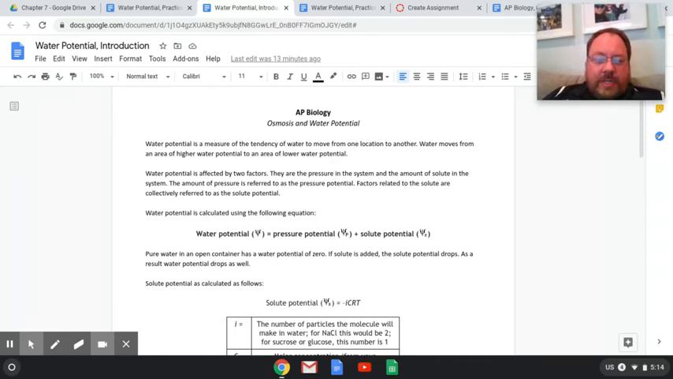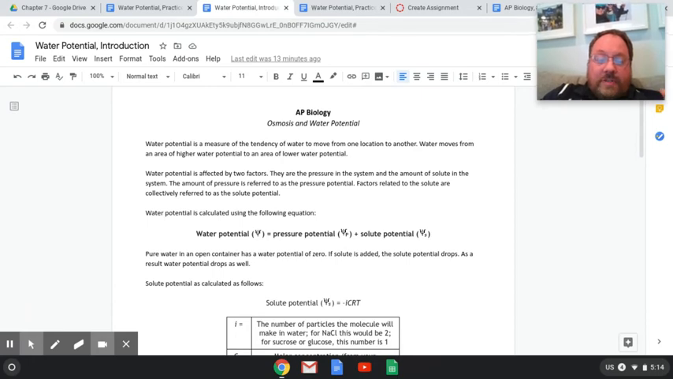It begins, water potential is a measure of the tendency of water to move from one location to another. Water moves from an area of high water potential to an area of lower water potential. You might wish to highlight that because that's sort of the key idea or the driver. Water flows from high to low potential. I just think of it as sort of like water flowing downhill. Okay, so water flows from areas of higher water potential to lower water potential.